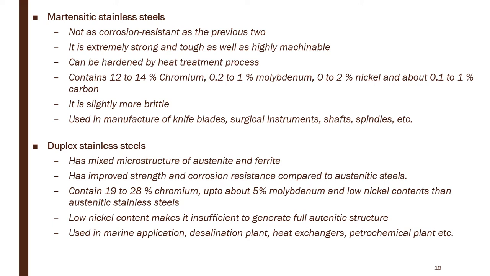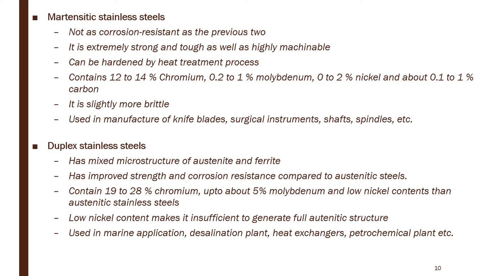The low nickel content makes the steel insufficient to generate a fully austenitic structure, and that's why you get the combination of ferritic and austenitic structure. This type of steel is usually used in marine applications, desalination plants, heat exchangers, petrochemical plants, etc.